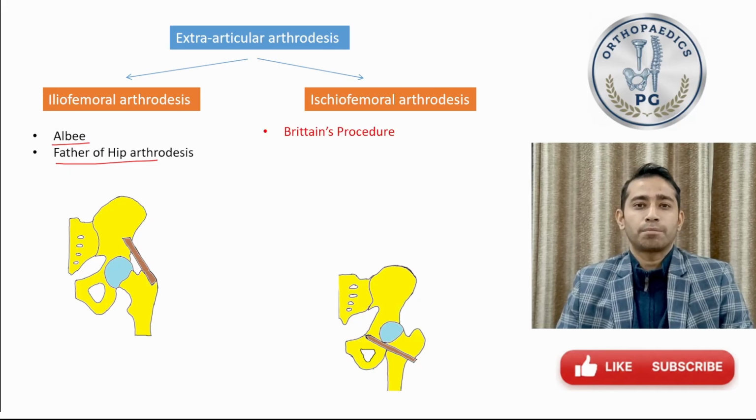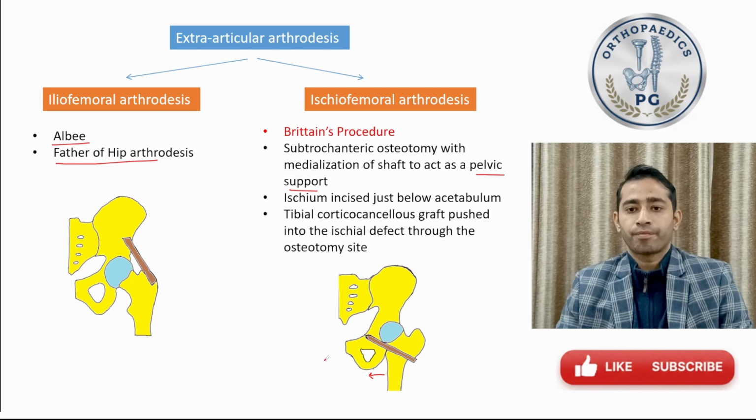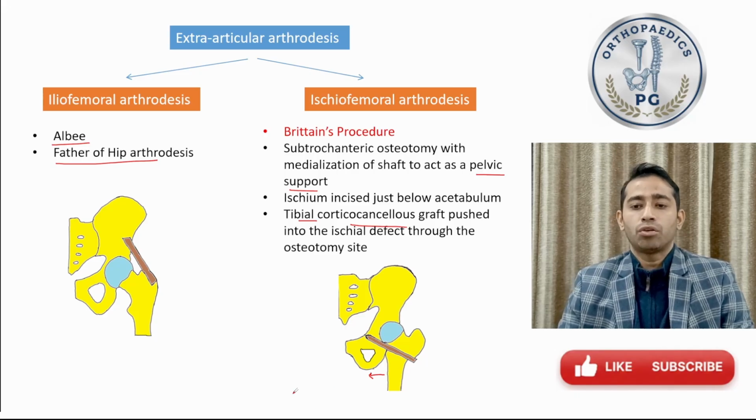Now, this is sometimes asked by examiners. So, what is this? This involves a subtrochanteric osteotomy with medialization of the shaft to act as a pelvic support. This is followed by an incision of the ischium or making a recess in the ischium, and a tibial corticocancellous graft is pushed into this ischial defect through the osteotomy site, and no fixation is done.